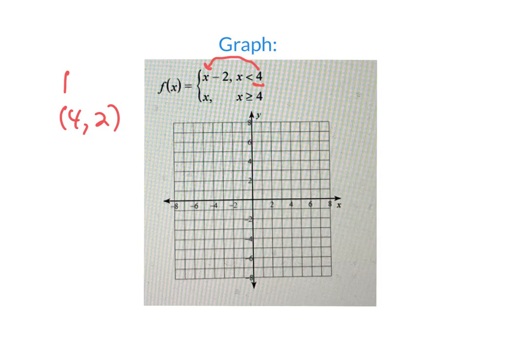Now, there's no equal sign on that less than 4. So what that means is I'm actually going to put an empty circle, like we always do if there's no equal sign, so put an empty circle there.